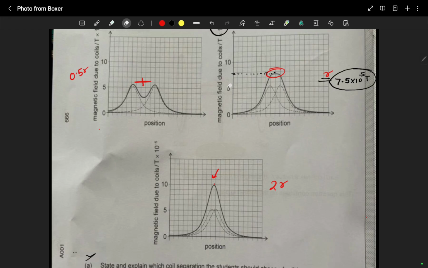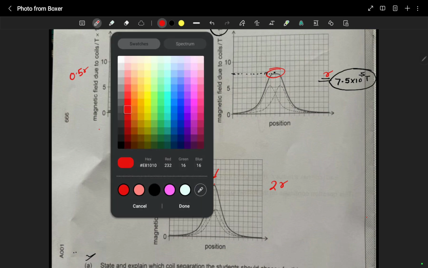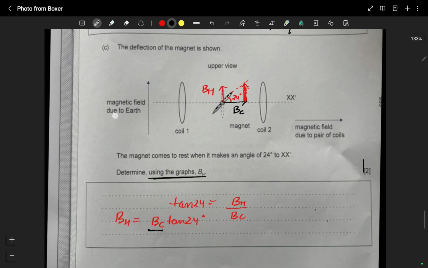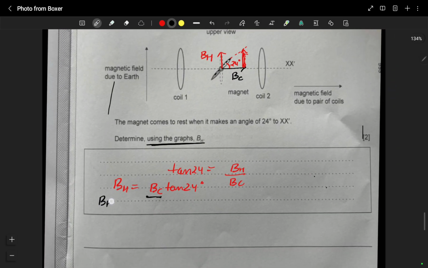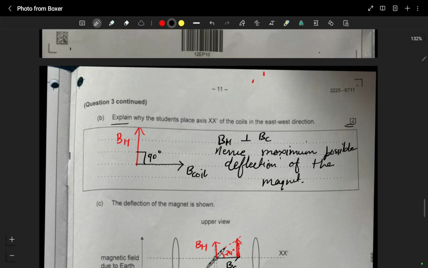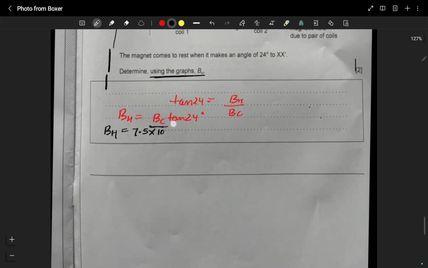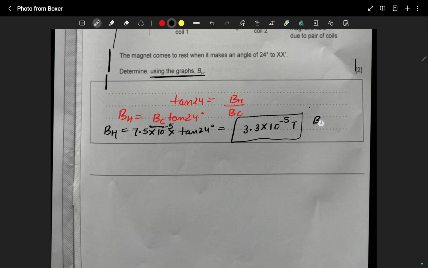Now the correct thing is the separation R, and when we are taking separation R, the magnetic field because of the coil is 7.5 times 10 to the power negative 5 Tesla. So I'm going to use it here. So BH is going to be nothing but 7.5 times 10 to the power negative 5 Tesla times tan 24 degrees. And once I solve it, I get somewhere around 3.3 times 10 to the power negative 5 Tesla. So this is the value of BH.